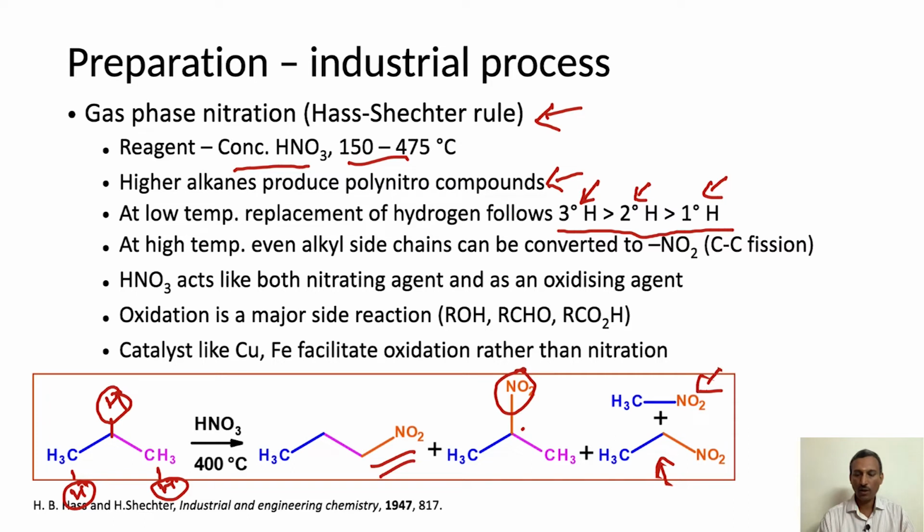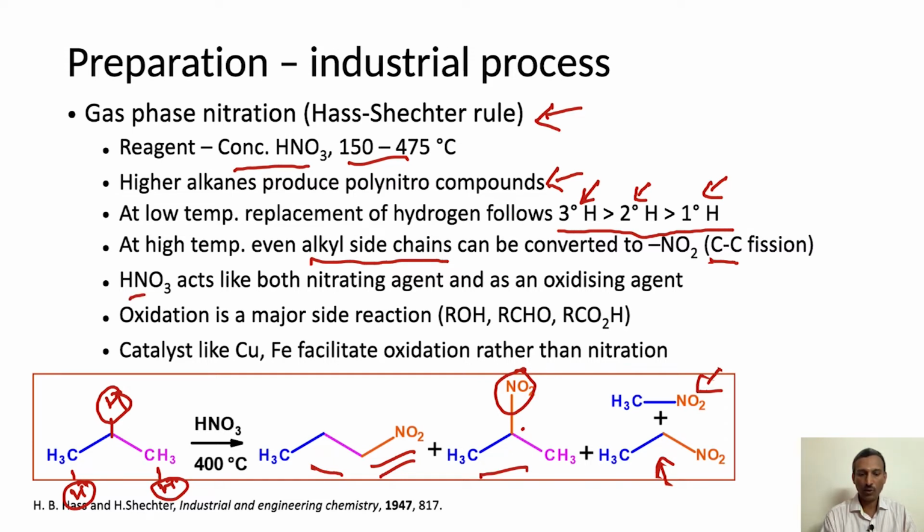Here nitromethane is formed as a product, and we also have substituted compounds. Nitropropane is formed as one of the products. So in this particular case also we have various reactions happening. As we have mentioned, since the temperature is high, the reaction also leads to alkyl side chain replacement. Here the CC fission reaction takes place at higher temperature, but in the case of liquid phase nitration, this reaction does not happen.